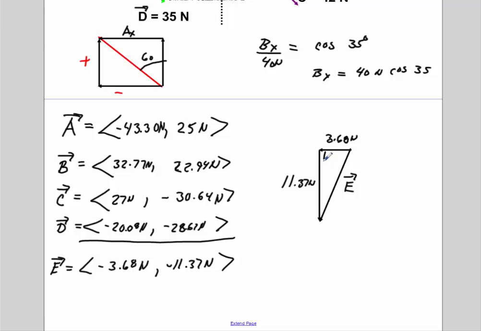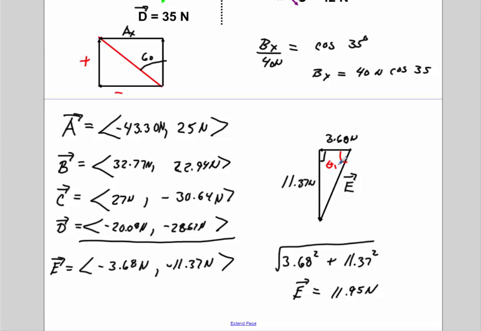At this point, we know we have a right angle, so we do Pythagorean Theorem. So we're going to do 3.68 squared plus 11.37 squared. We take the square root of that. So I'll do that. And again, you have to take the square root of that. That's going to give me E is equal to 11.95 newtons.